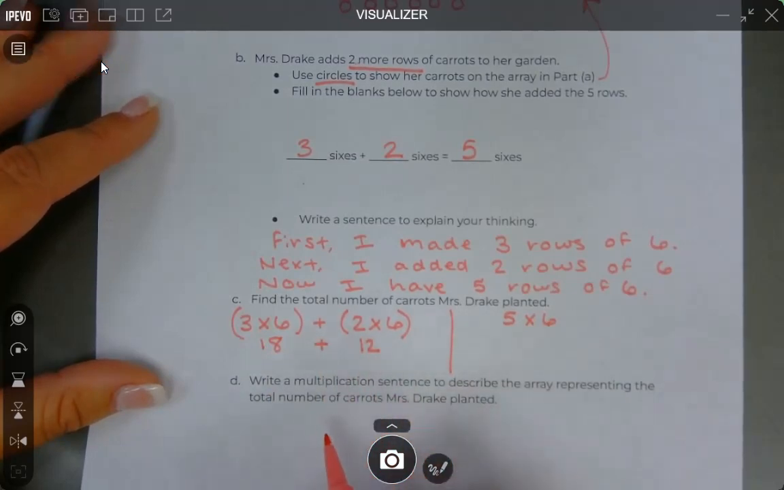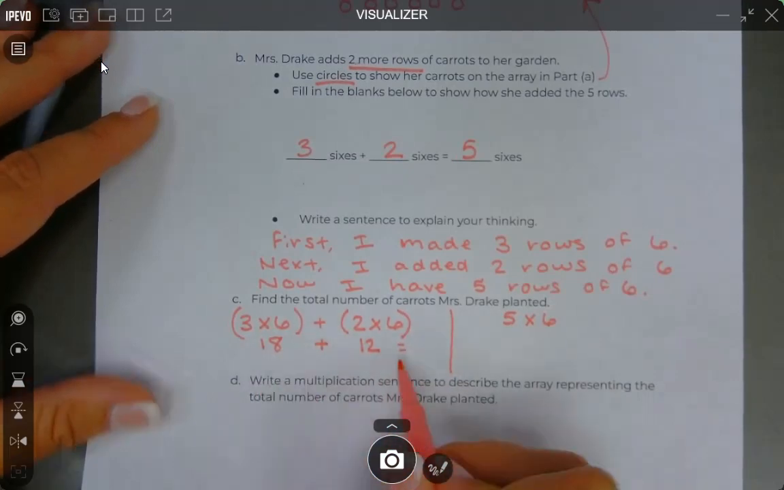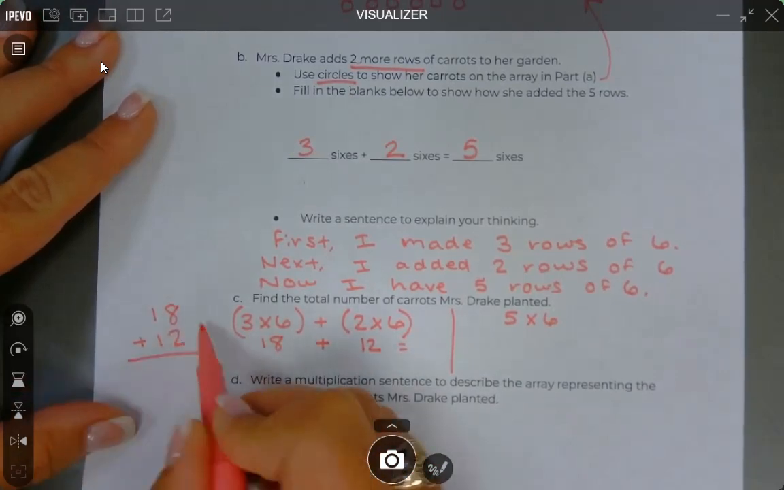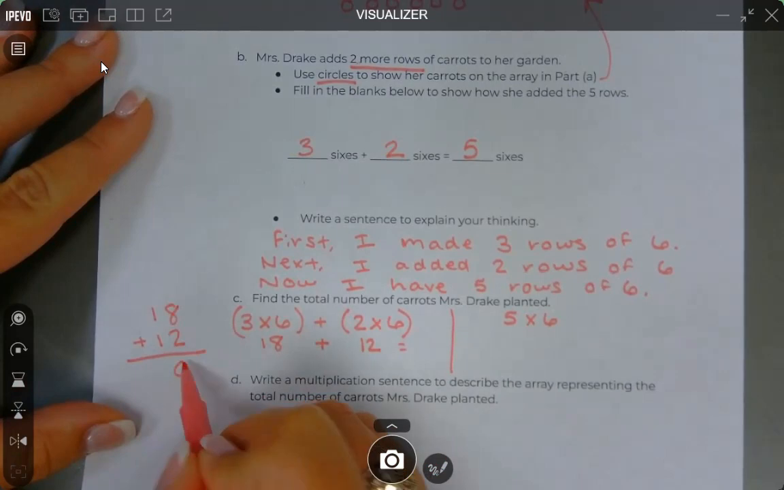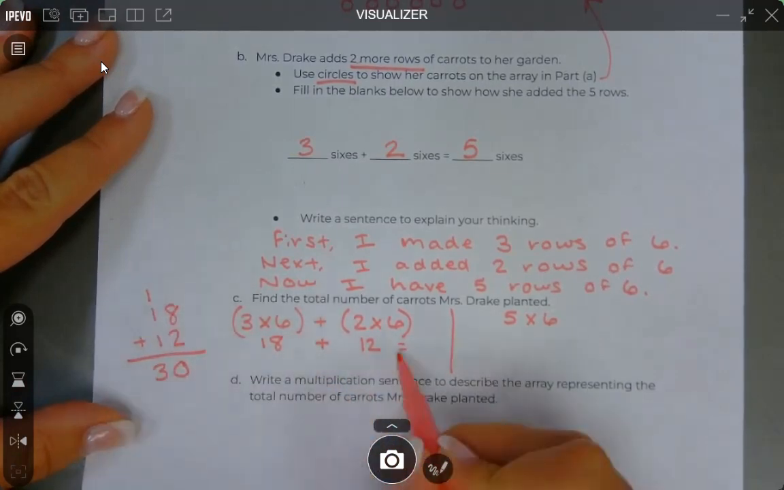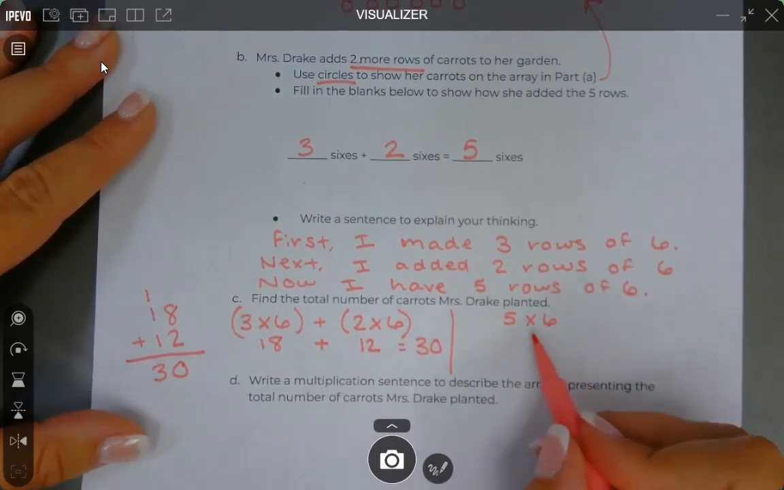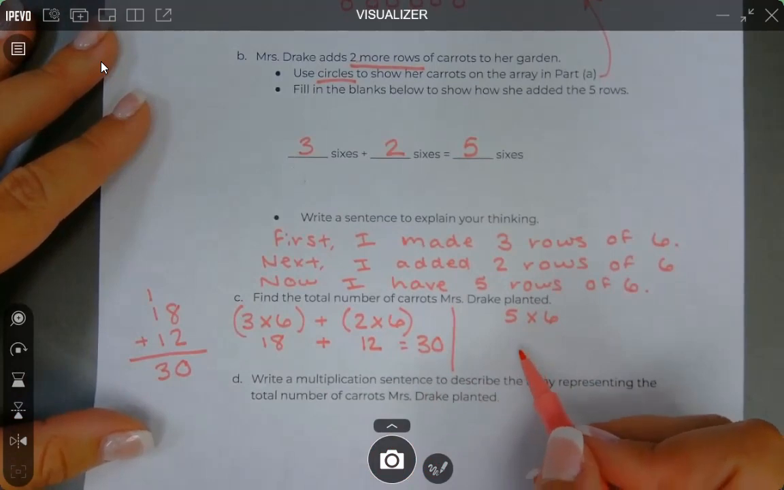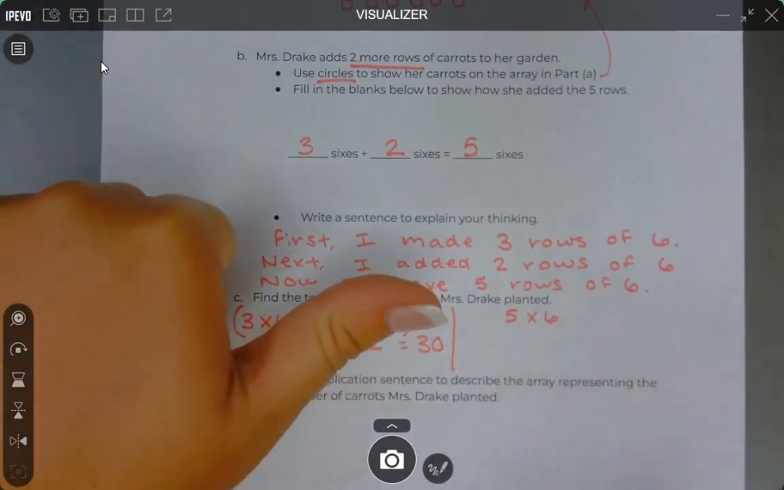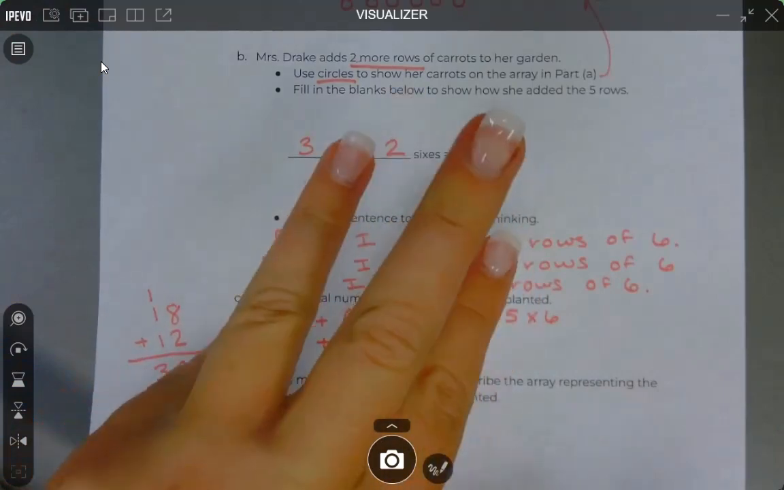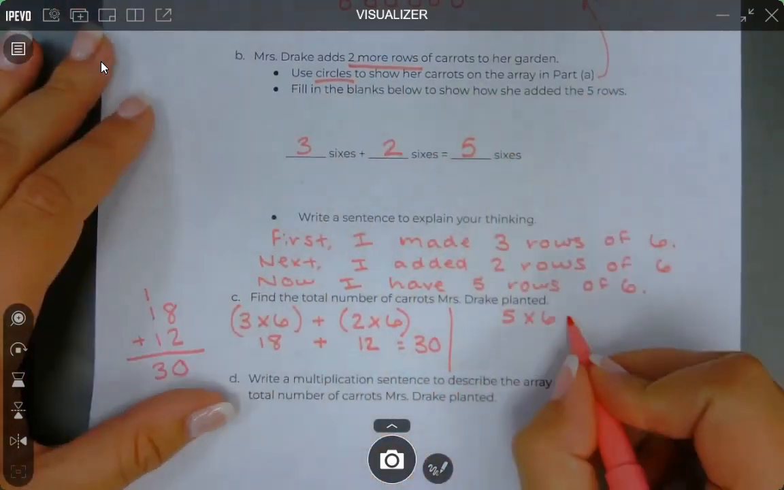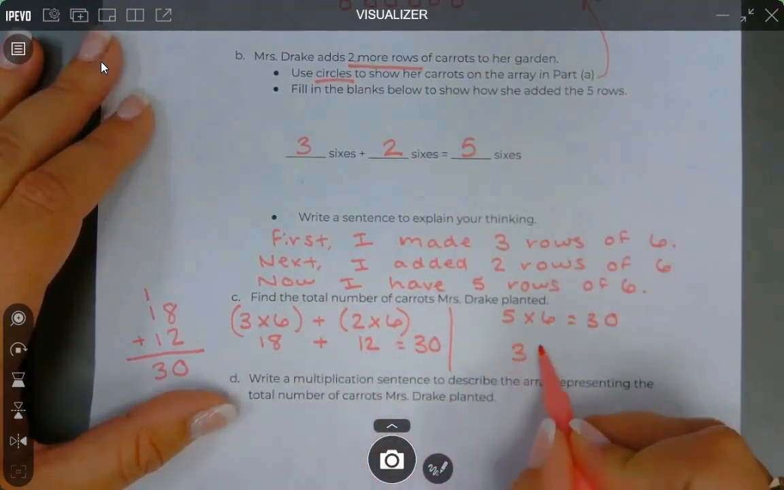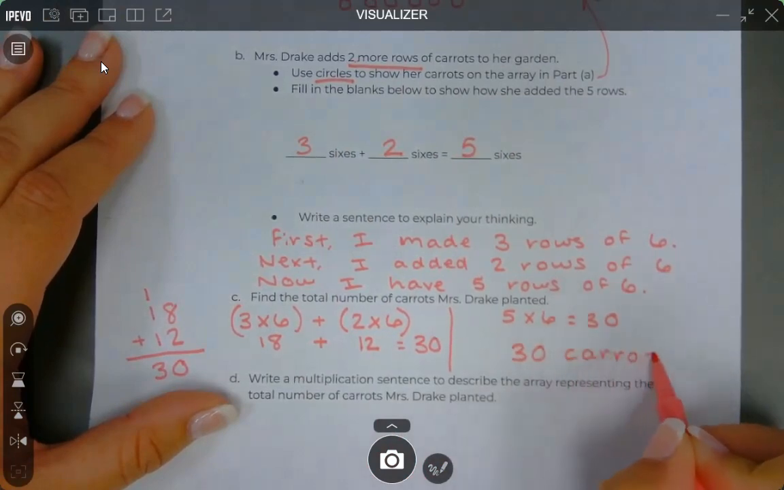Now we need to add those 2 numbers together. You can add across, or you can stack and add. Start in your ones place. 8 plus 2 is 10. Drop that 0. Carry your 1. You have 30. Or you can do it the other way and do just strictly 5 times 6. You could use your posters for help. You could skip count by 5 6 times. 5, 10, 15, 20, 25, 30. How many total carrots does Miss Drake plant? 30 carrots.